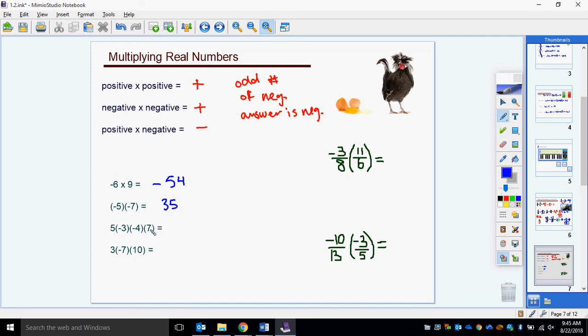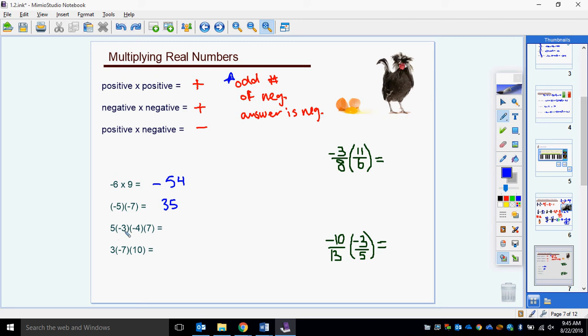It gets more complicated when I have 4 numbers. Multiplication is commutative, which we'll talk about what that means next section, but basically, it means you can multiply in any order, and your answer will be the same no matter what. But I want you to follow this rule, that if we have an odd number of negatives. So let's count how many negatives we have. We have 1, 2. Well, 2 is not an odd number. So my answer is going to be not negative because I have an even number. So my answer will be positive.